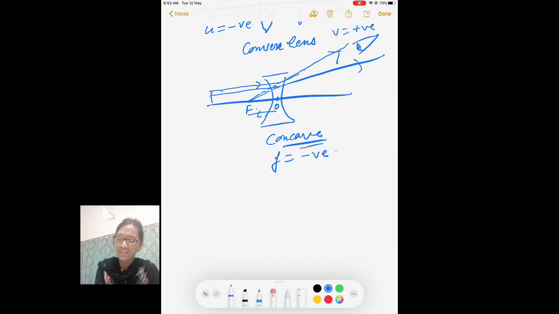If u is along this side and you are measuring that distance from the optical center just opposite to the direction of the incident ray, then u also becomes negative. But if the image is forming along this direction, and that does not happen, the image actually always forms in between this optical center and focus along this direction. So you find that the image also comes negative. v also, in every case, without any fail, v also comes negative.